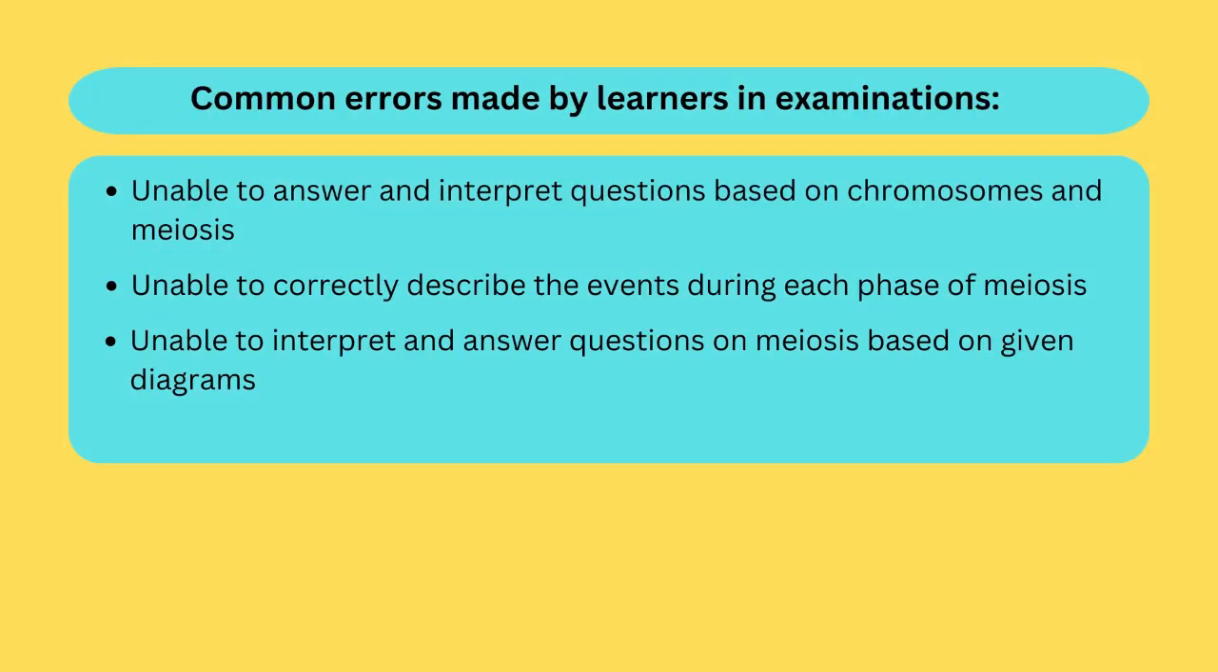Common errors made by learners in examinations. Unable to answer and interpret questions based on chromosomes and meiosis. Unable to correctly describe the events during each phase of meiosis. Unable to interpret and answer questions on meiosis based on given diagrams.